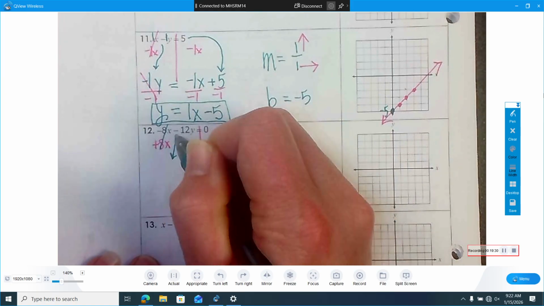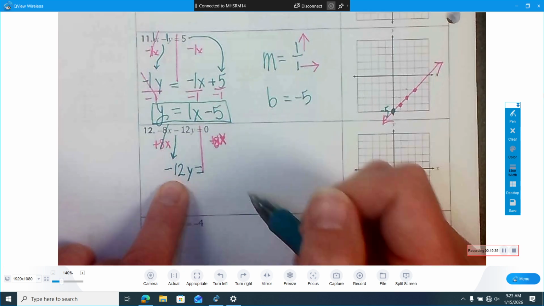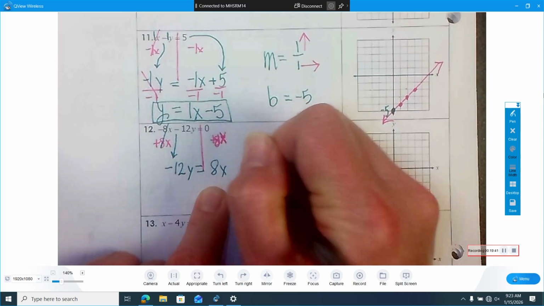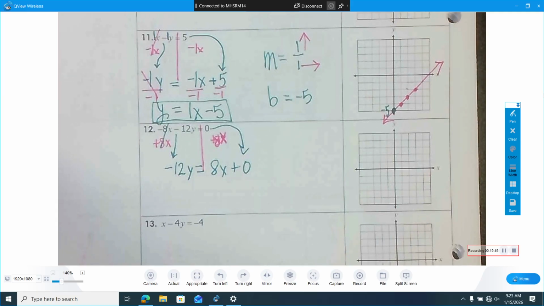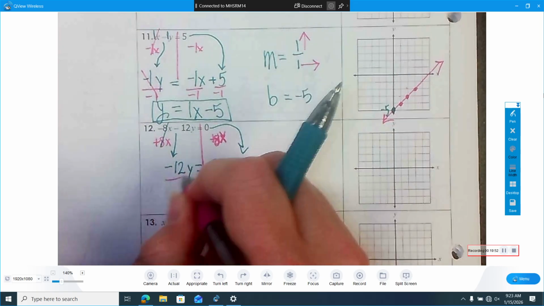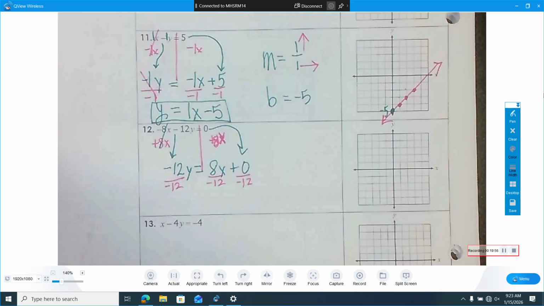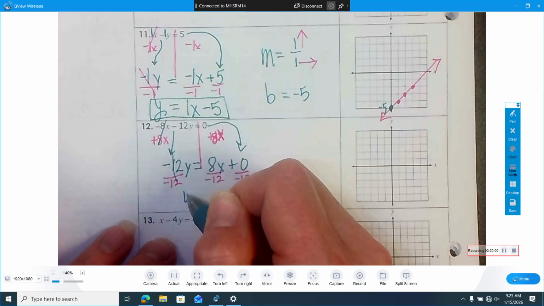Negative 12y. Don't forget your negative. It's attached to the 12. And then what do we get on the right-hand side? 8x and a plus 0. Good. How do we get y by itself? Divide by negative 12. Beautiful. We want to divide everything by negative 12. Negative 12 divided by negative 12 is a 1y.